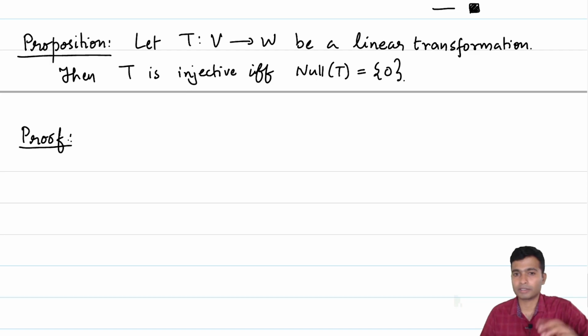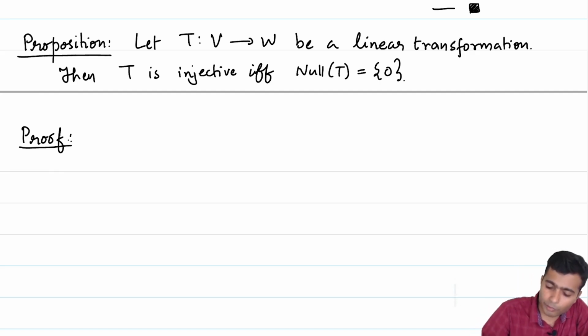In many of the examples that we gave above, we saw that the null space is 0. It is quite easy many times to check whether the null space is 0 or not, as compared to checking whether T is injective. In all those cases, T turned out to be an injective map. So, let us give a quick proof of this.